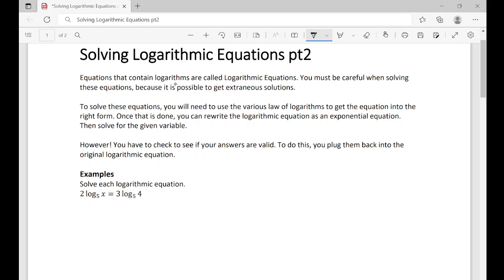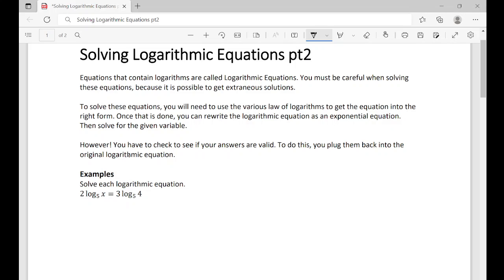Equations that contain logarithms are called logarithmic equations. You must be careful when solving these equations because it is possible to get extraneous solutions, meaning solutions that do not work. To solve these equations, you will need to use the various laws of logarithms to get the equation into the right form. Once that is done, you can rewrite the logarithmic equation as an exponential equation. Then just solve for the given variable.